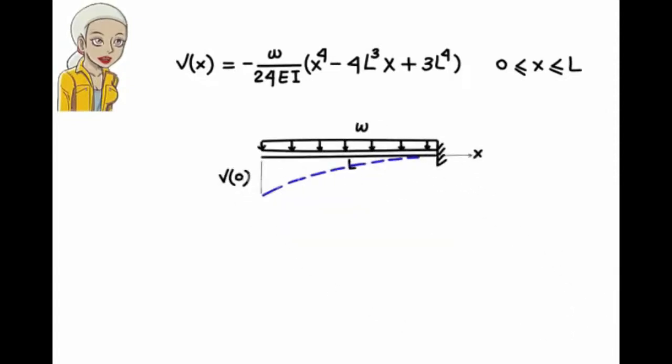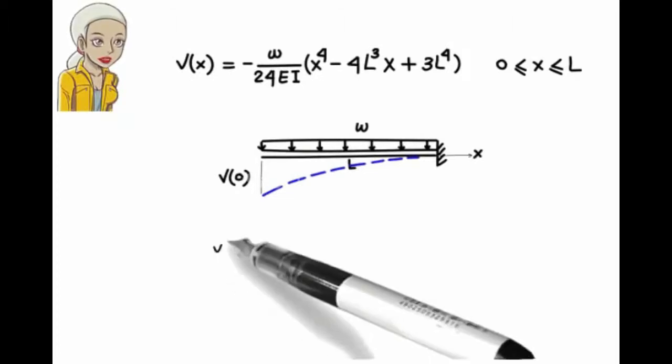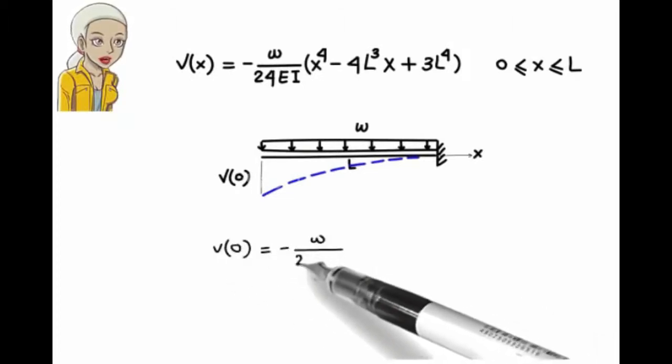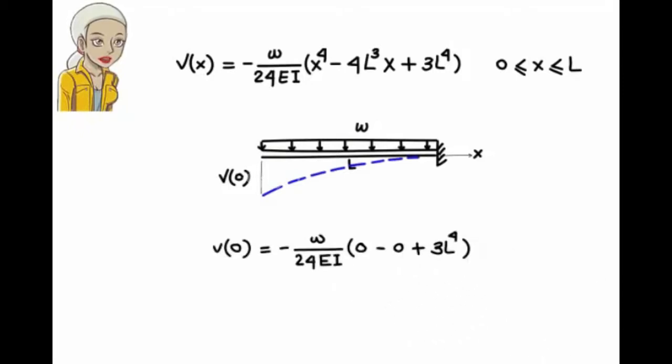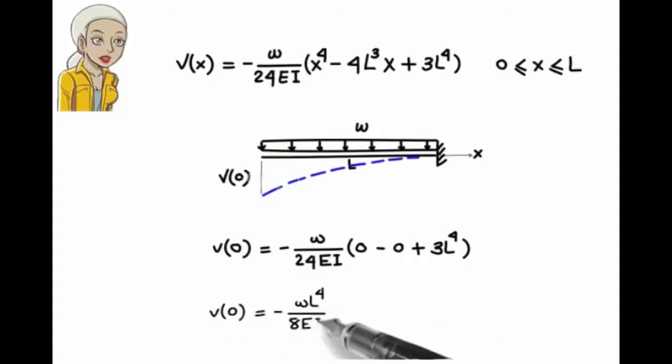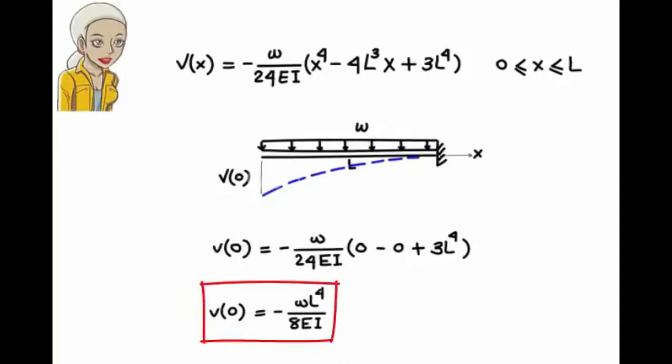Substituting 0 for x, I get V(0) equals negative w over 24EI times 0 minus 0 plus 3L to the power 4. So V at the free end of the beam equals negative WL to the power 4 divided by 8 times EI. This was a straightforward application of the double integration method. Now, let's turn our attention to the more challenging cases.